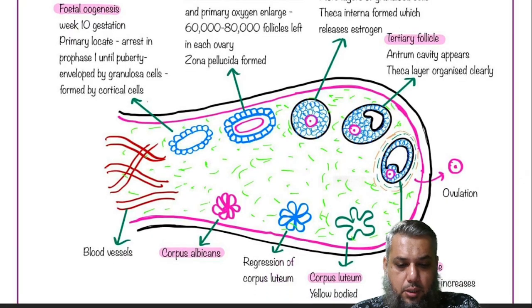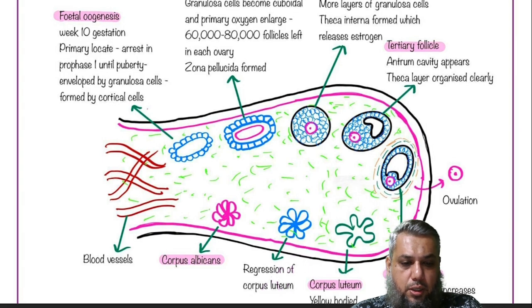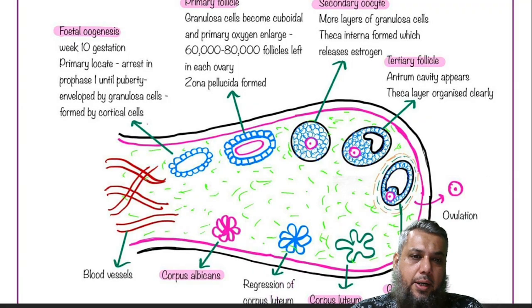Inside the ovary, there are many developing structures which are called the follicles. So you have a primordial follicle which will form a primary follicle. The primary follicle will form a secondary follicle. The secondary follicle will form a tertiary follicle. The tertiary follicle will form a Graafian follicle. The Graafian follicle will rupture and it will release the secondary oocyte. That process is called ovulation.